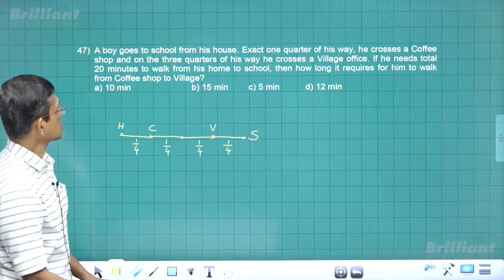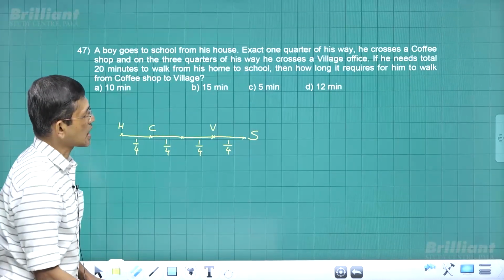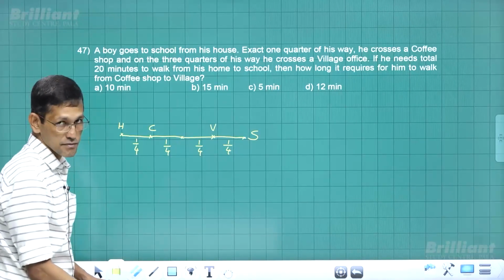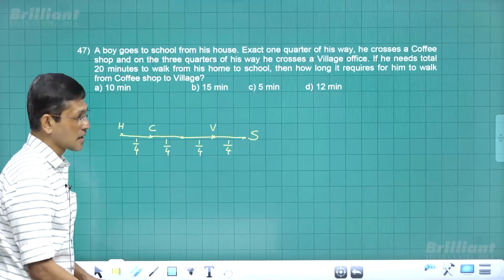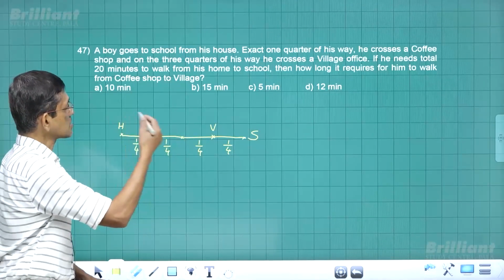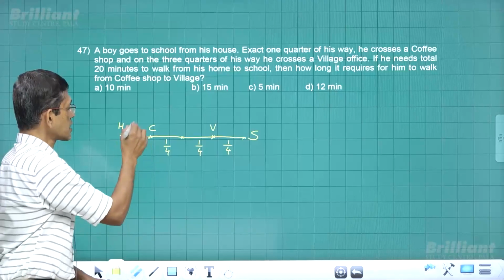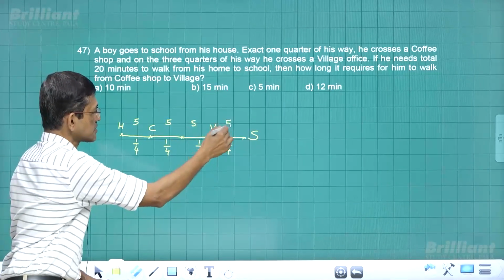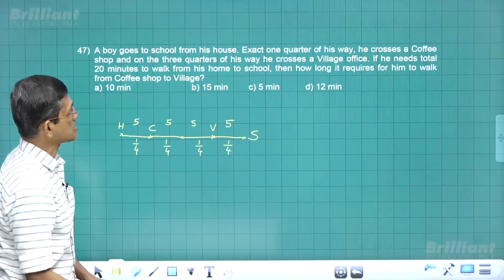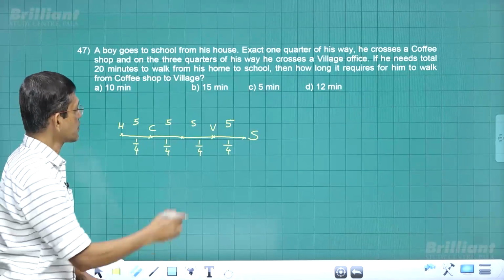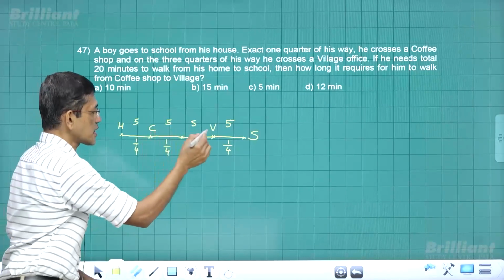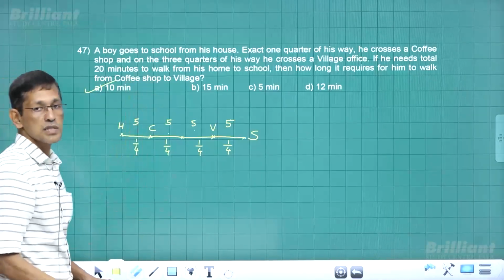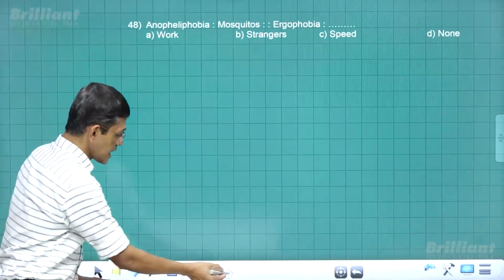And if he needs a total of 20 minutes to walk from his home to school, then how long will it require for him to walk from the coffee shop to the village office? So if 20 minutes is the total time, every quarter is 5 minutes. Now, how long does it require him to walk from the coffee shop to the village office? Coffee shop to village office, 5 plus 5, 10 minutes. So the answer is 10 minutes.